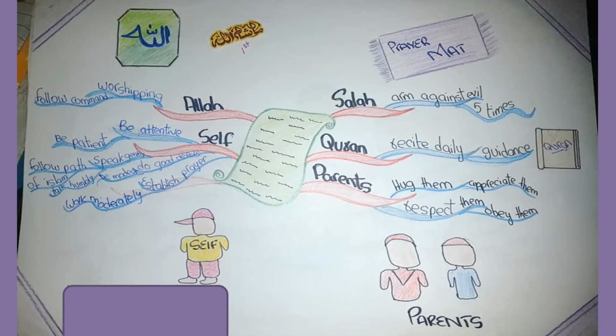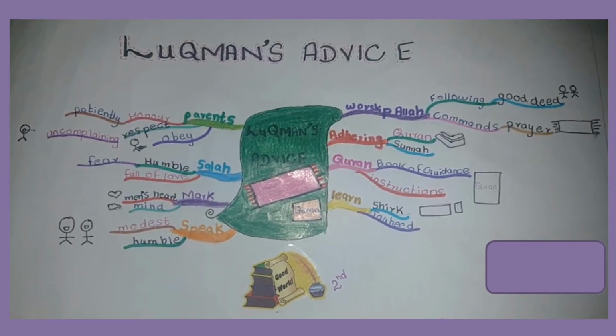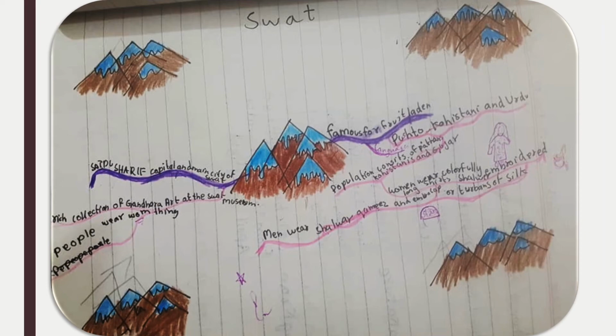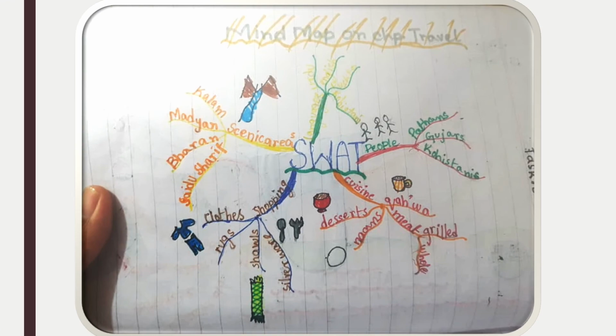Now I will show you different mind maps made by different students, and with the help of these pictures you will understand how your mind maps may look like. This is the mind map of a poem which is called Luqman's Advice. This is the mind map of Sawat. This is also the mind map of Sawat, and you can see that it looks absolutely different from the previous one.